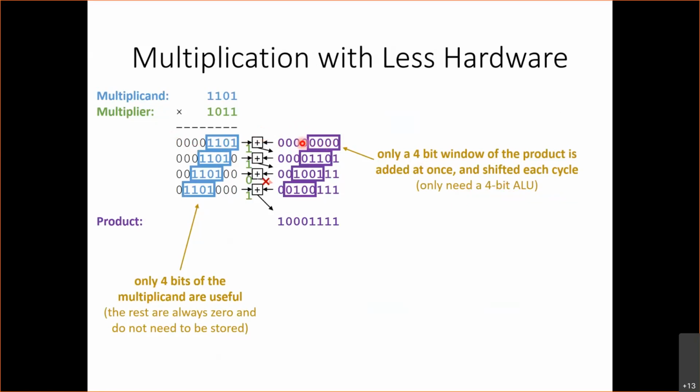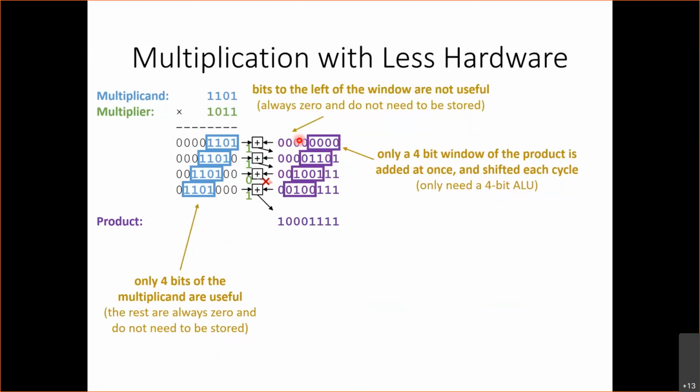Even though the product still has to be 8 bits, we're only adding 4 bits of the product each cycle, and this window of 4 bits that we add is going to be shifted left every cycle. We can think of the window as being shifted left into the product, or we can think of the product as shifting right every cycle. If we think of this window as stationary, the product is shifting right with respect to this window every cycle. The window is shifting left with respect to the product. So here we only need a 4-bit ALU to do the addition, and we only need 4 bits to store the multiplicand. Based on these observations, the bits to the left are always 0, so we don't need to store them. It's a waste to store them.